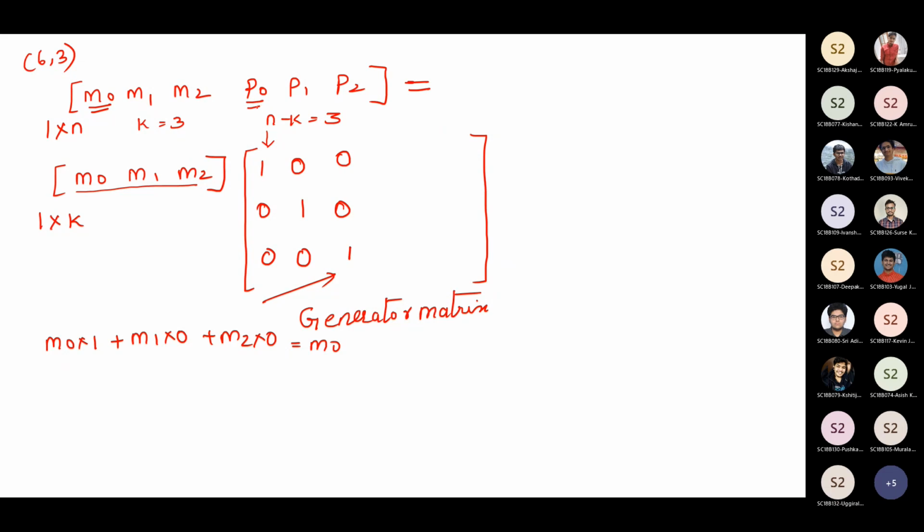How to generate the P0? P0 is generated as M0 plus M1 added together, you will be getting P0. So here M0 is there. So here I have to give 1. So M0 into 1, M0. Next one is M1 should be there. Rest of the M2 should not be there.